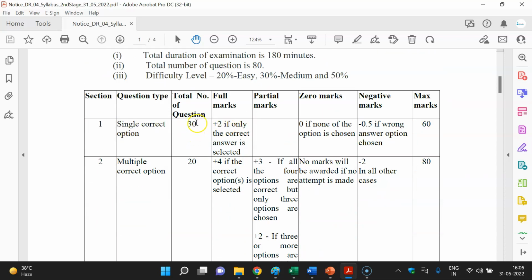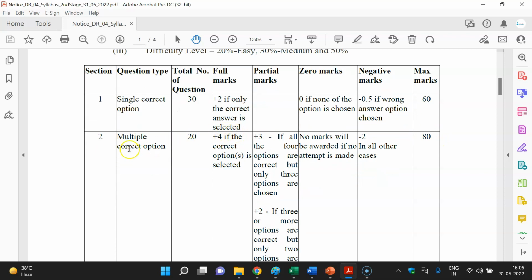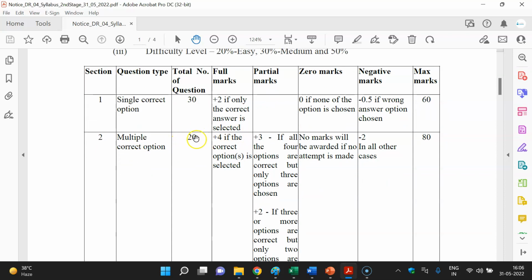So 30 questions will be single correct option, meaning you have to choose one option out of 4 or 5 options. There will be 5 options as per the standard. Then you have to select one option, and if you attempt it correctly, 2 marks will be given. Negative marking will be there, minus 0.5, that is 1/4 negative marking, total 60 marks. And multiple correct options will be there, 20 questions, plus 4 if the correct option is selected.